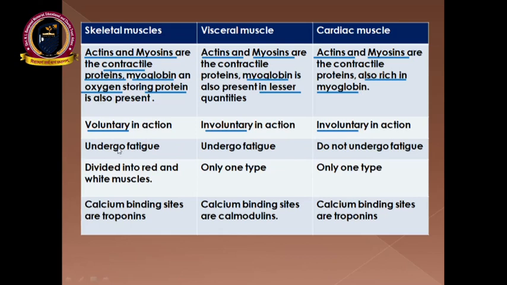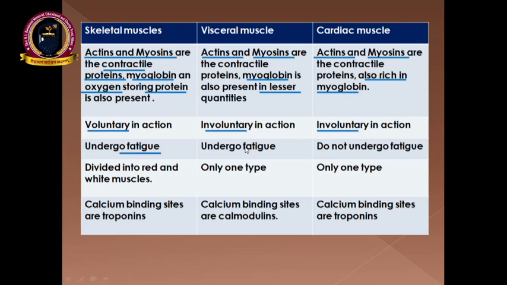Then the skeletal muscles undergo fatigue. Fatigue means they get tired when we put them into work. After some time we get tired, our muscles don't cope with our activities, we feel pain in our muscles and we feel like having rest. So therefore the skeletal muscles also need rest and they undergo fatigue.